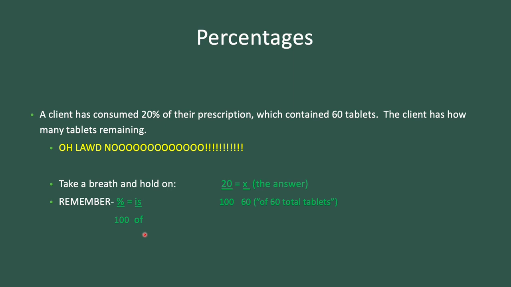I'm a little bit richer. So that's how that happens. This will always work for you, so long as you know how to plug it in, you're good. Percent over 100 equals is over of. Done. All right. Next slide.